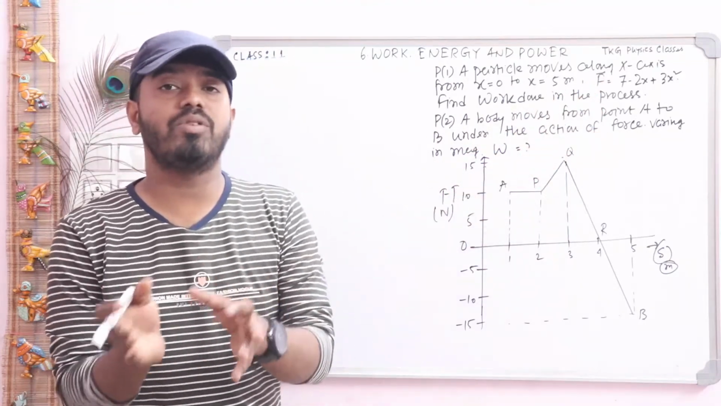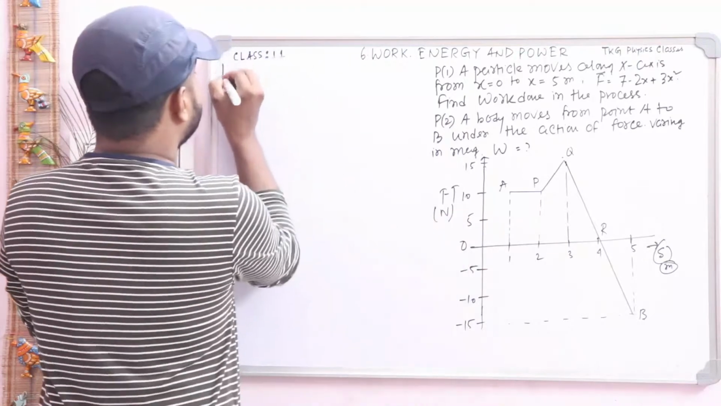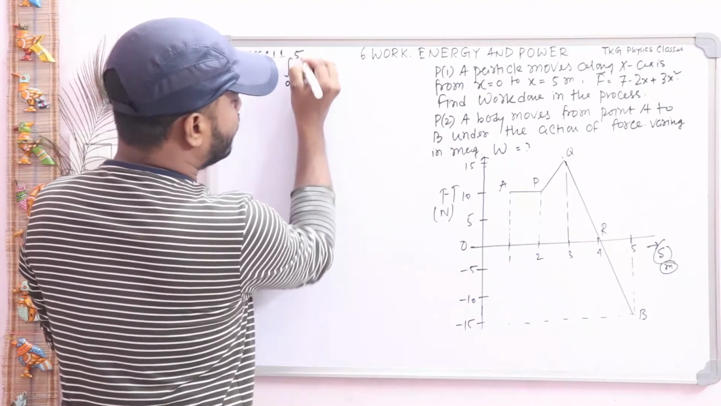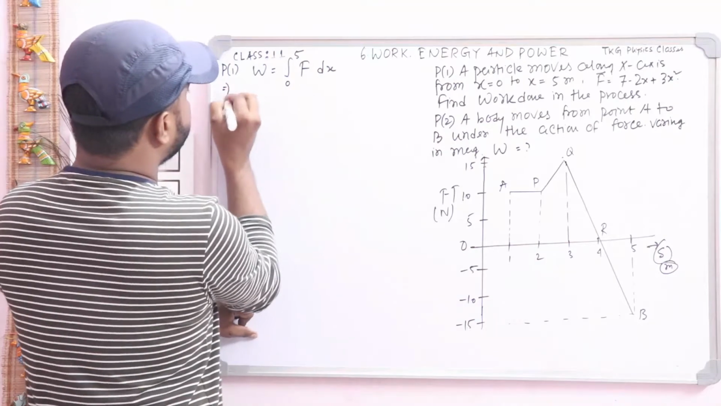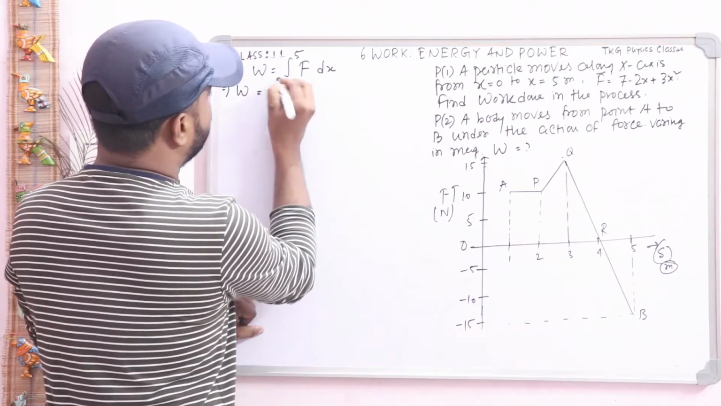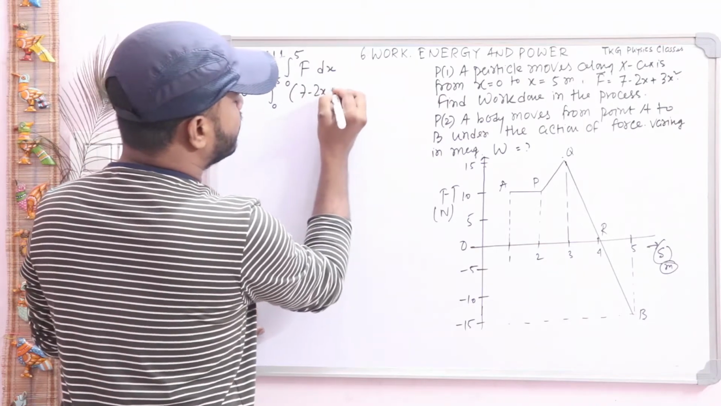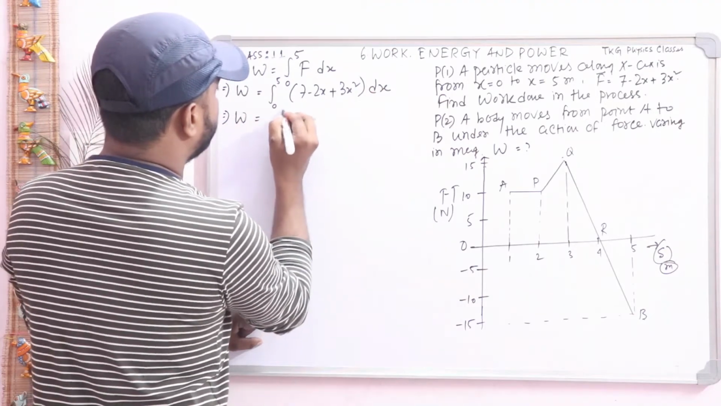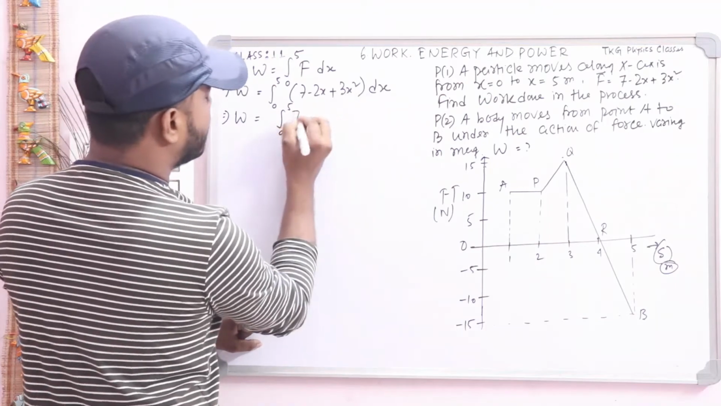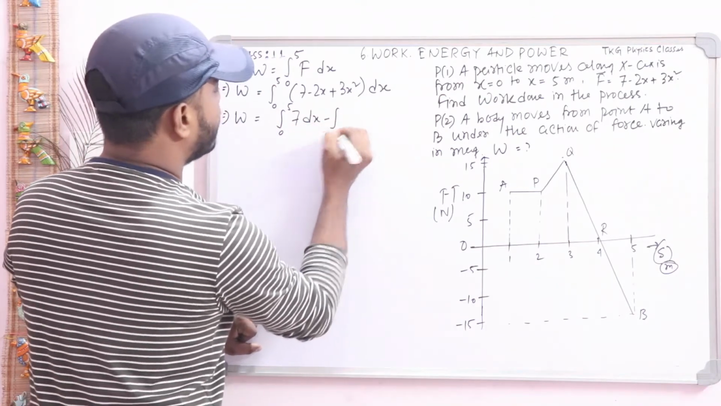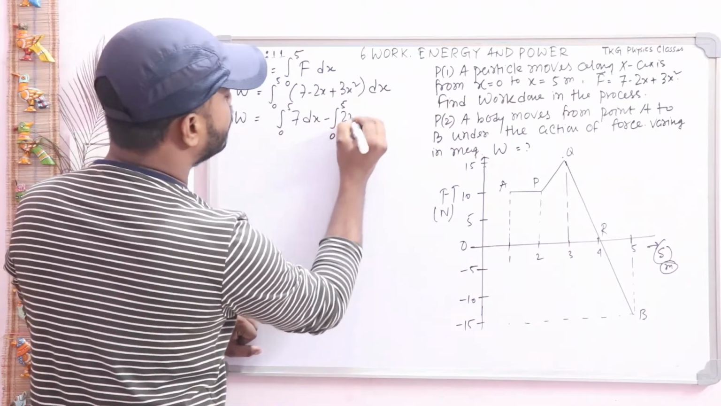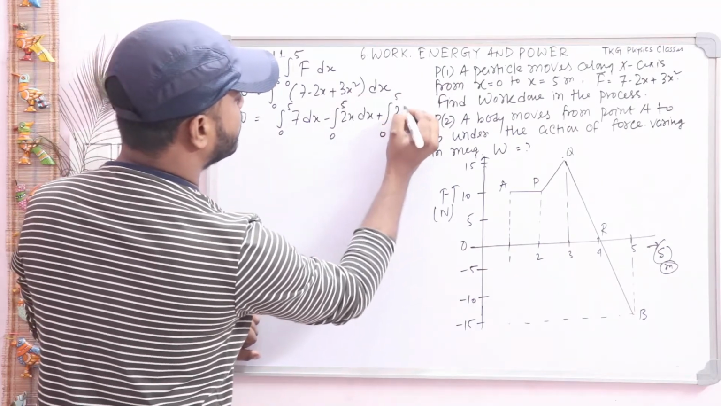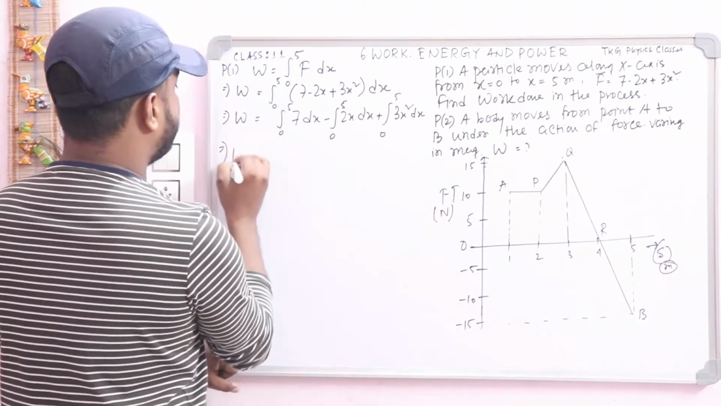So the process here is to do integration. What is the formula? W equal to integration, lower limit 0, upper limit 5, F dot dx. Now simplify one by one: from 0 to 5, F, that is 7 minus 2x plus 3x square, into dx. Now simplify: W equal to integral from 0 to 5 of 7 dx, minus again integral from 0 to 5 of 2x dx, plus integral from 0 to 5 of 3x square dx.